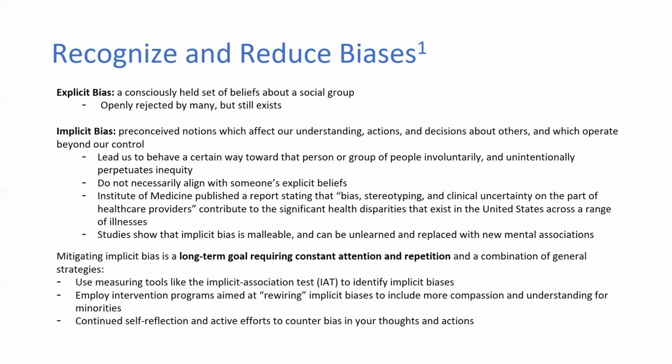in order to mitigate implicit bias, it is an active process. It is a long-term goal requiring constant attention and repetition through a combination of strategies. This means that it cannot be fixed overnight. You're not going to wake up and immediately be able to provide truly unbiased care for your patients. It's going to require time. It's going to be a continuous process, and one that you have to really work at.